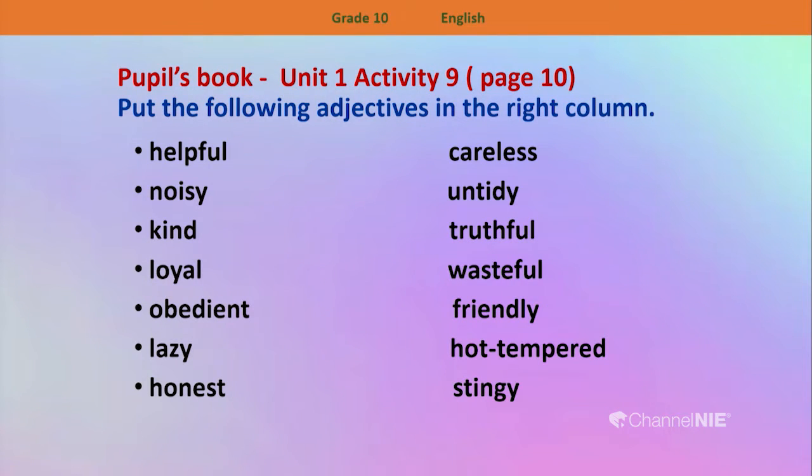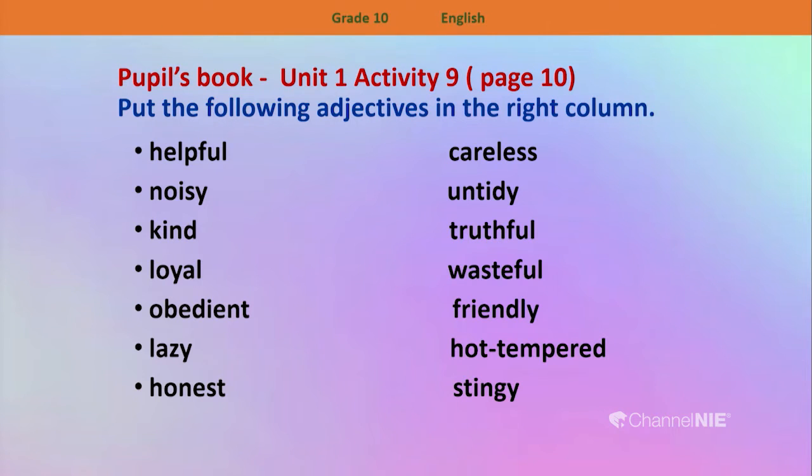Right. Now I hope you have your books with you. Now take out your pupil's book and turn to page 10. This is Unit 1, Activity 9. So let's do this together. We will give you time. So take out your books and turn to page 10. Right. Until then we can read the words here. Now here you have to put the following adjectives in the right column. Helpful, noisy, kind, loyal, obedient, lazy, honest, careless, untidy, truthful, wasteful, friendly, hot-tempered, stingy.